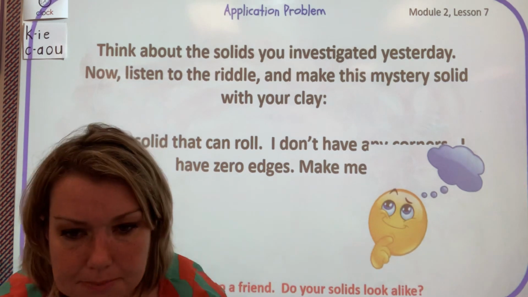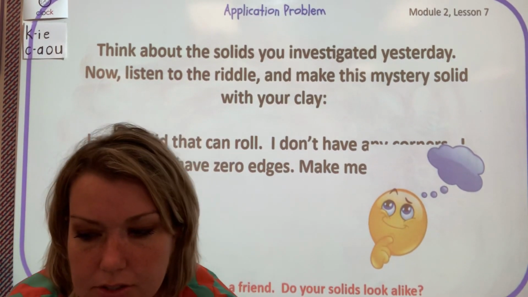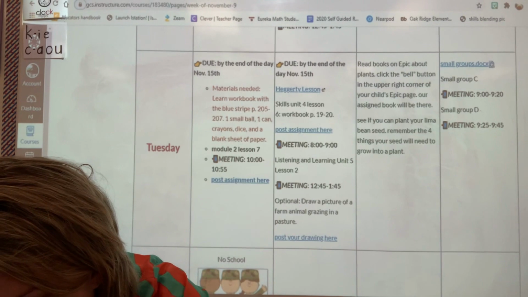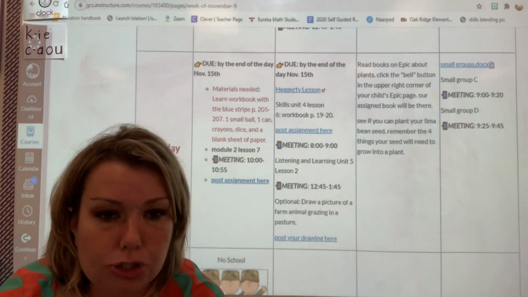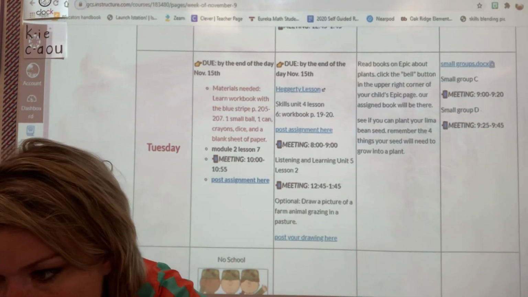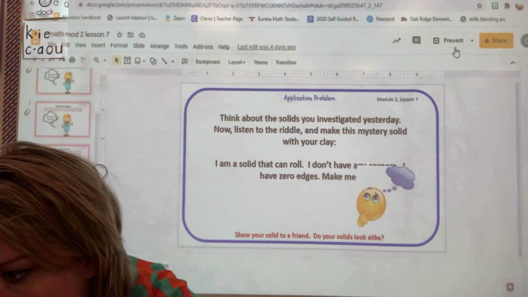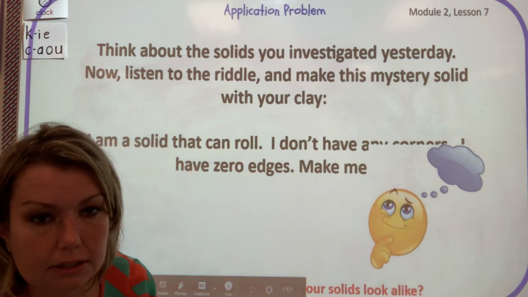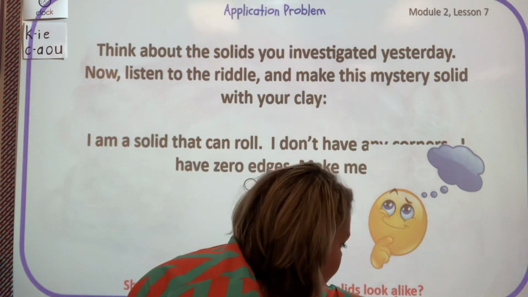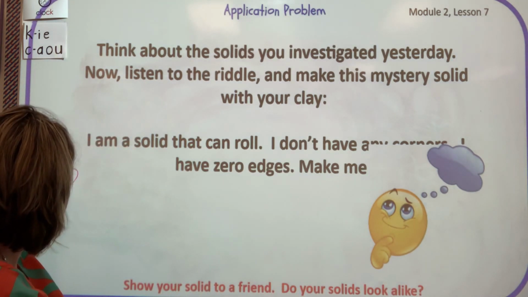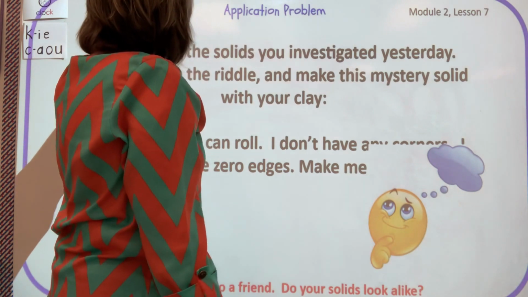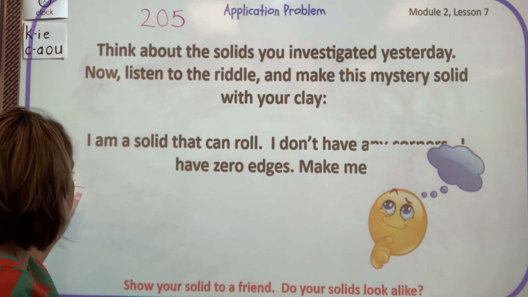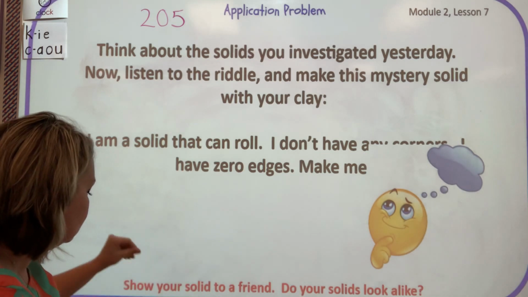Okay, let's move on to our application problem. Let me tell you the page number, because I know we're going to ask that. Our application problem is on page 205. 205. A 2, a 0, and a 5. It'll be towards the back of your book. It'll say Module 2, application problems, lesson 7.